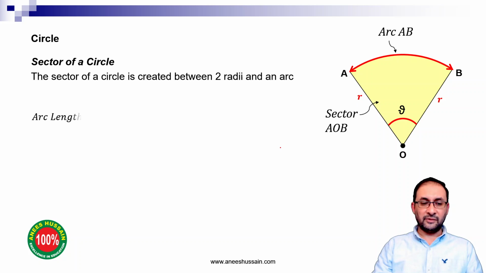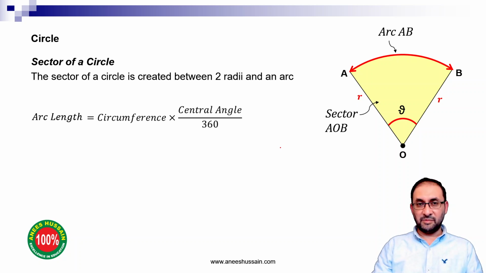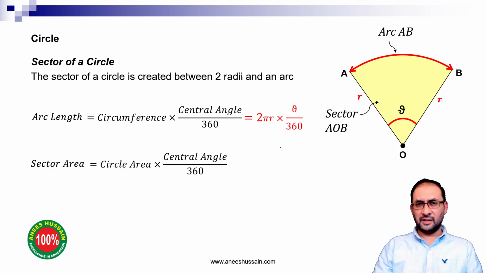Now, the arc length, or the length of the arc AB, can be found by the formula circumference multiplied by the central angle divided by 360 degrees. Remember, the circumference of a circle is 2 pi r and the central angle in this case is theta. So the formula can be written as 2 pi r multiplied by theta over 360 degrees. Similarly, we can also calculate the area of the sector. The area of the sector is basically the circle's area multiplied by the central angle divided by 360 degrees. Now, the circle's area is pi r square, so we make that replacement and get pi r square multiplied by the central angle theta, divided by 360 degrees.